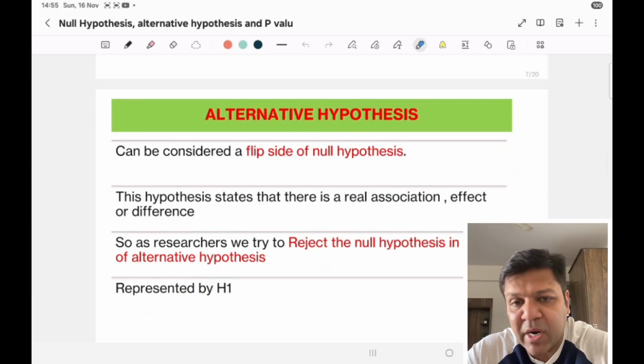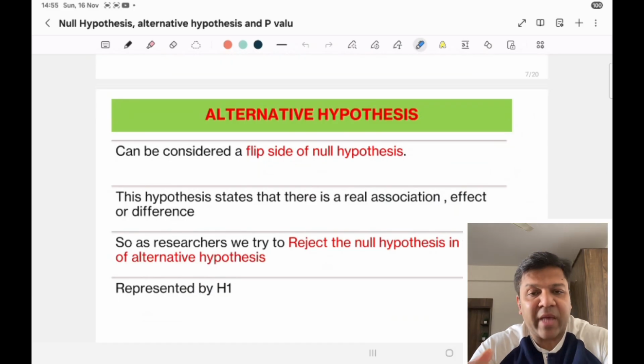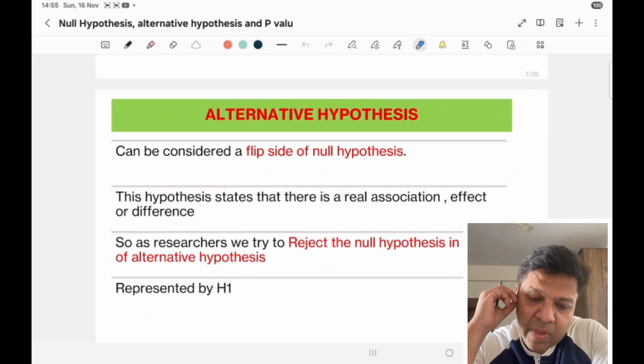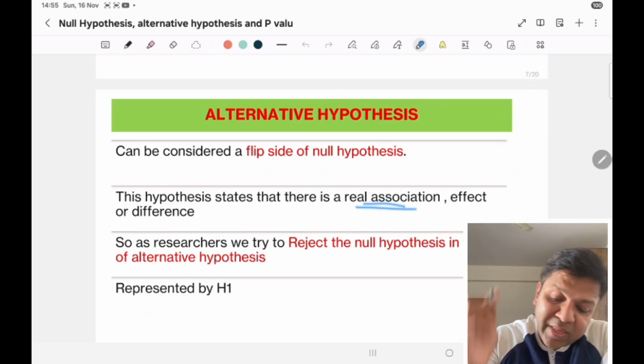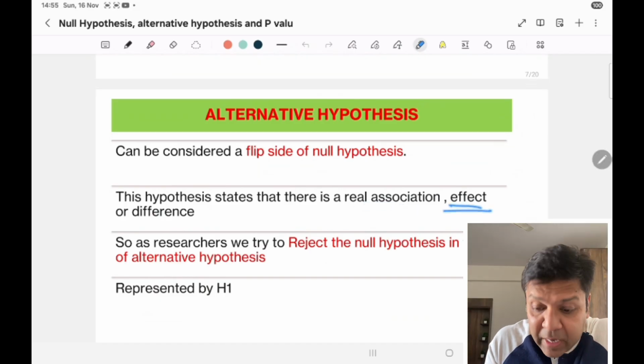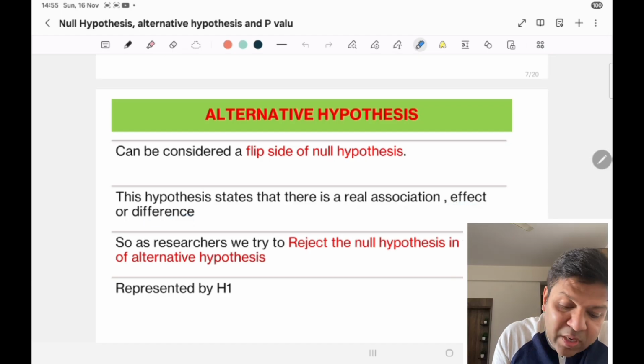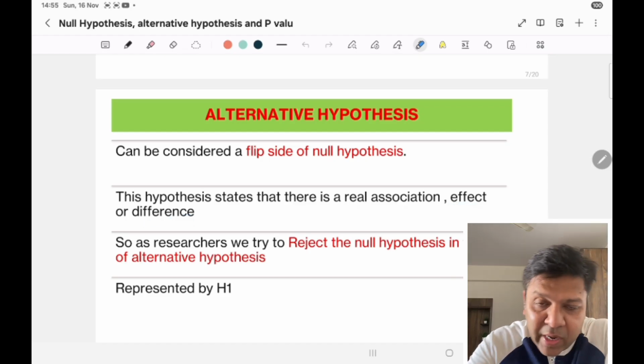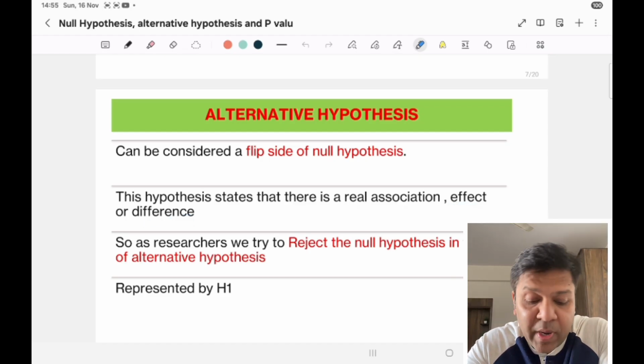It is the flip side of the null hypothesis. It is exactly the opposite of the null hypothesis. It states that there is a real association. It states that there is an effect or there is a difference between the cases and control or between group A and group B.